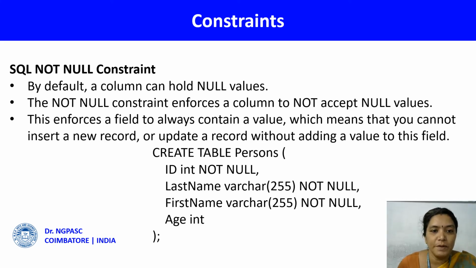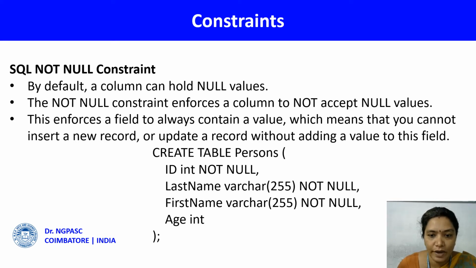The first type is the not null constraint, which defines a column that does not hold any empty values. The not null constraint enforces a column to not accept null values. So this enforces a field to always contain some value. What does it mean? A column should always contain some value and it should not be empty. Here I have given an example of how I can add my not null constraint.